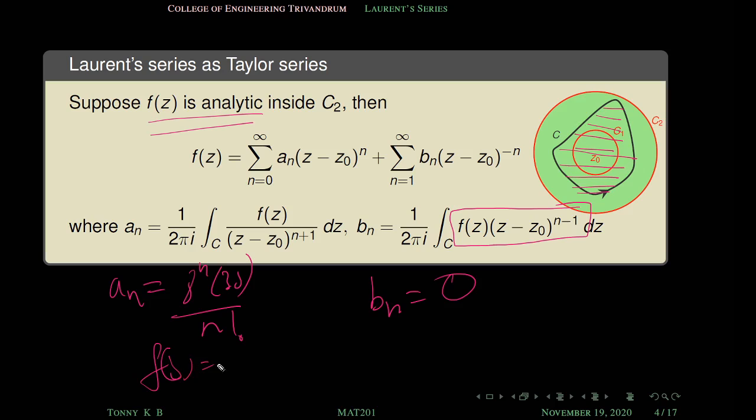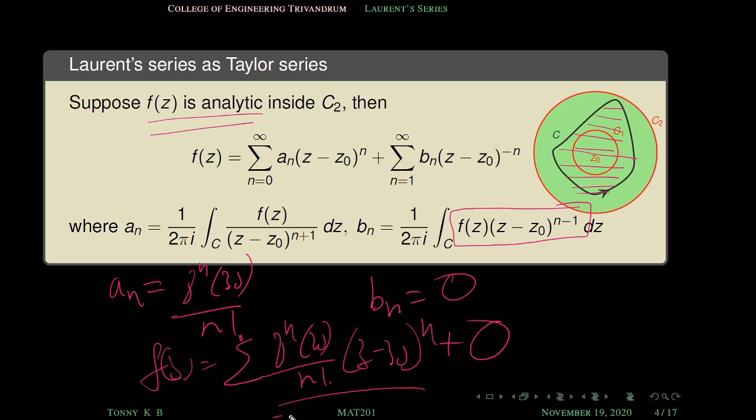f(z) = sum over n of f^(n)(z0) by n factorial times (z - z0)^n. What is this? It is exactly our Taylor series. So, the Laurent series coincides with the Taylor series if the function is analytic throughout the circle.